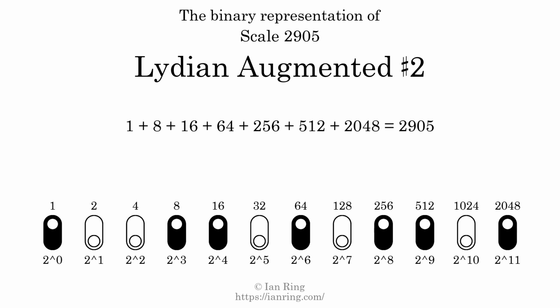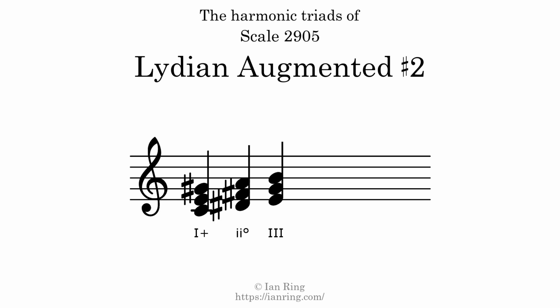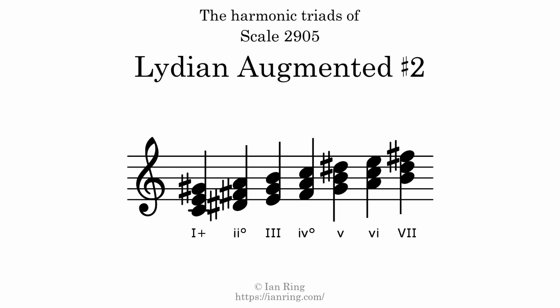2905. The scale number not only enumerates the scale with a unique index, but it also literally describes the tonal content of the scale. Represented as a binary number in base 2, the scale number is 1011010110001. Here are the harmonic triads present in this scale. Augmented, diminished, major, diminished, minor, minor, major.